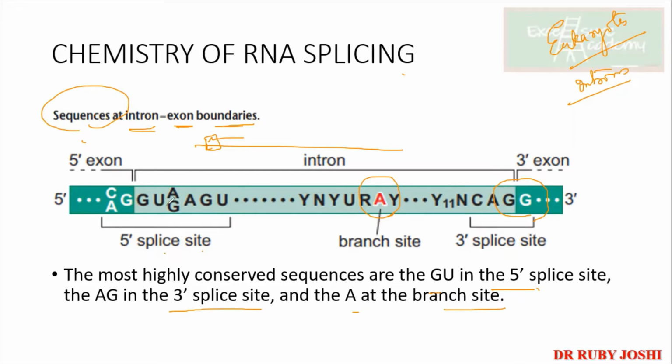So 5' splice site में GU, 3' splice site में आपका AG and branch site में A. इतना clear है? So this is what you need to remember. I'll just repeat once again.